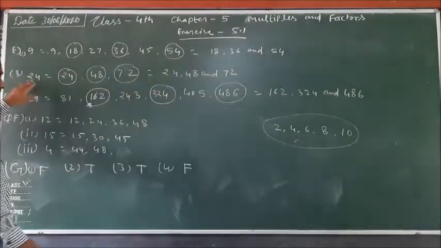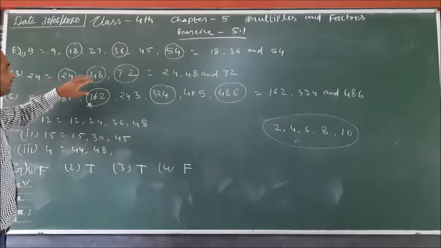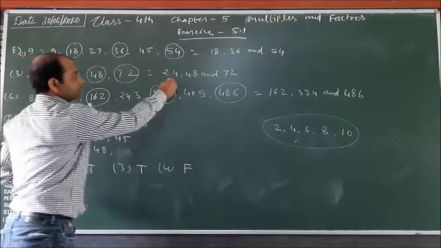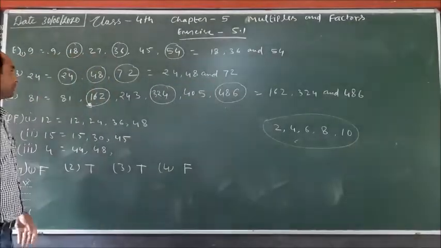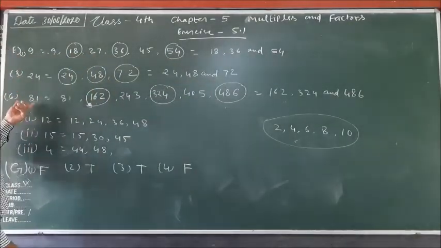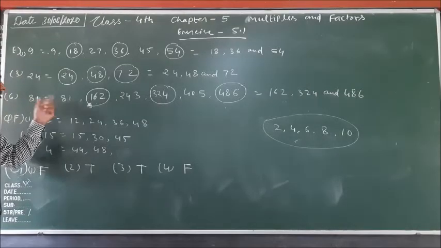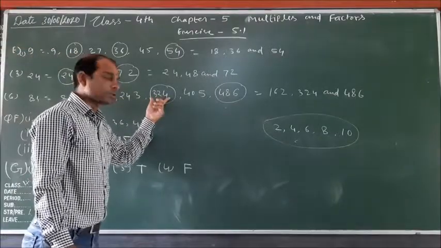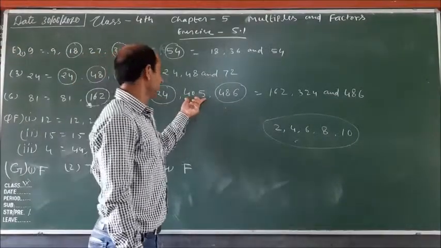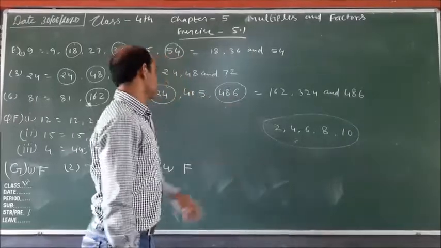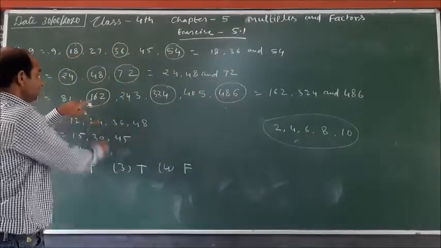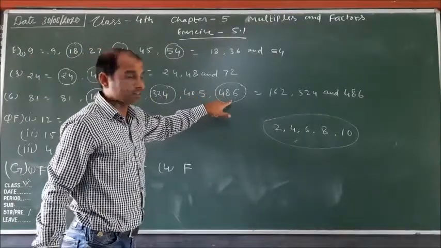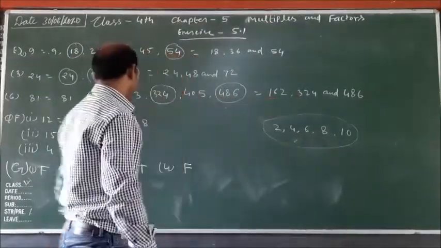Third question, 24, 48, 72. These three numbers are also even numbers. So 24, 48 and 72 are even multiples. Now question number 6, multiples of 81: 81, 162, 243, 324, 405 and 486. But in these numbers, 162, 324 and 486 are even multiples.